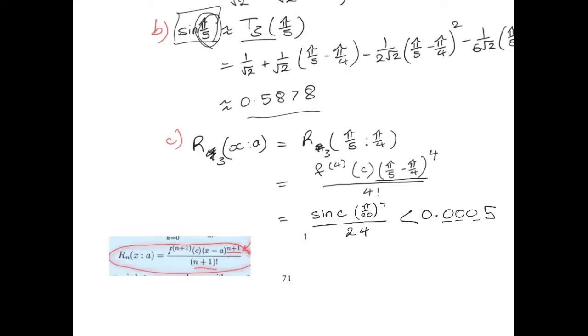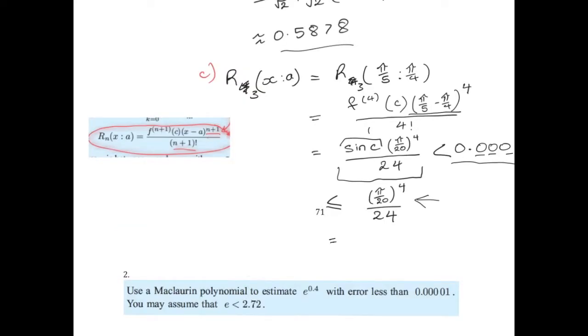Exactly. So this thing here is definitely going to be less than, just subbing a 1 for that. Less than or equal to, I should say. Subbing 1 for sine c, so it's pi on 20 to the 4 on 24. So girls, all you need to do is put that in your calculator. Show me that it's less than 0.0005, and we have proved that our approximation is correct to 3 decimal places.